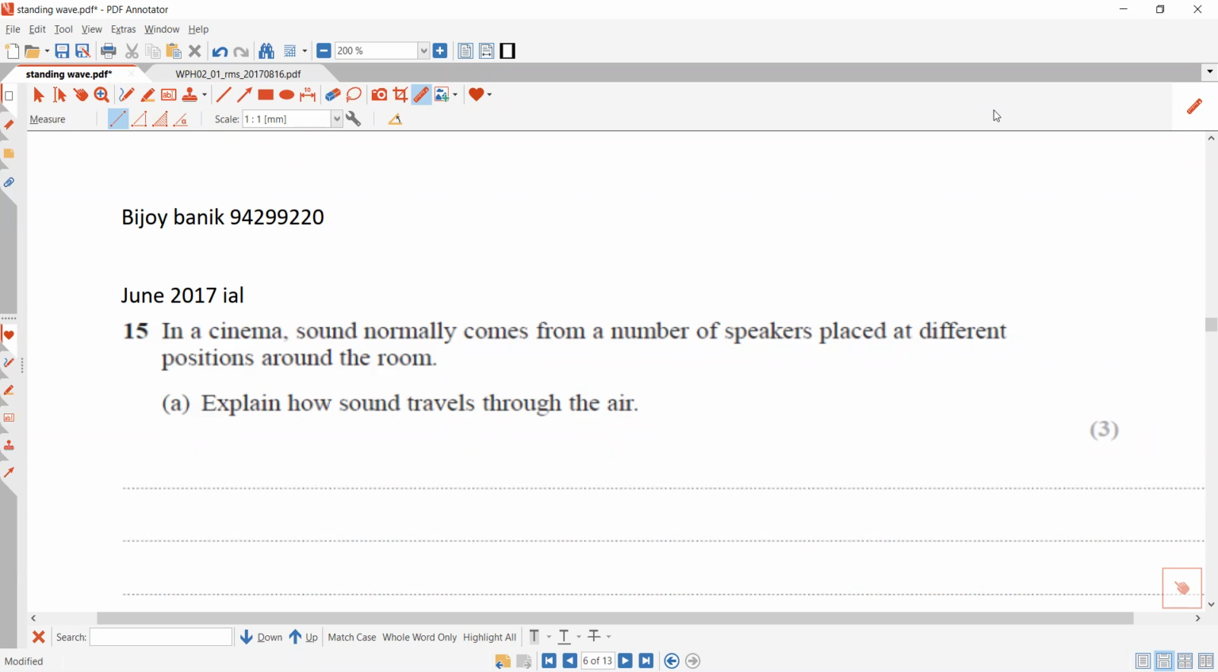3 marks. If they ever ask you regarding the sound waves, 3 points are absolutely necessary in your answer. What is it? You have to mention vibration. You have to mention longitudinal waves. You have to mention what?